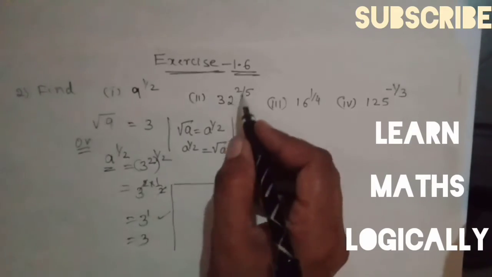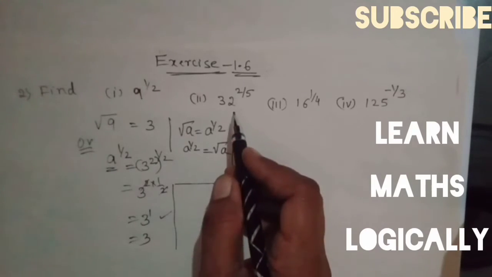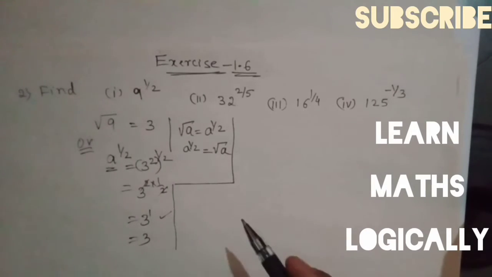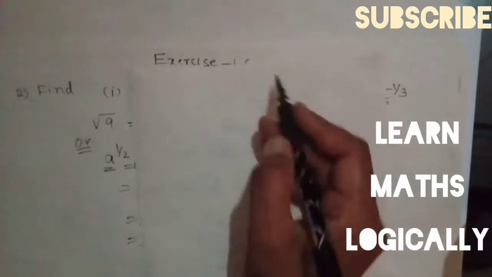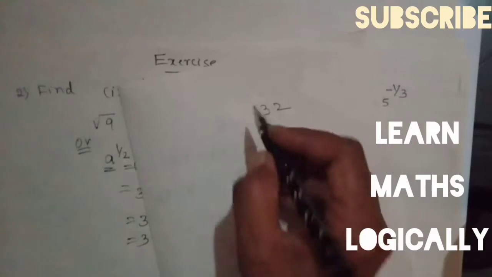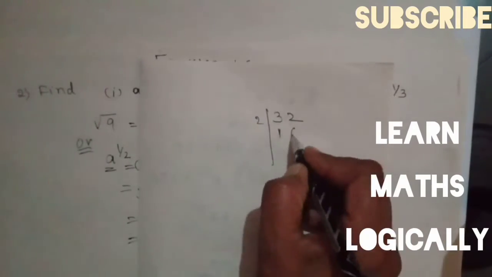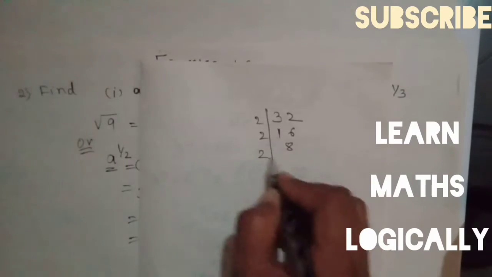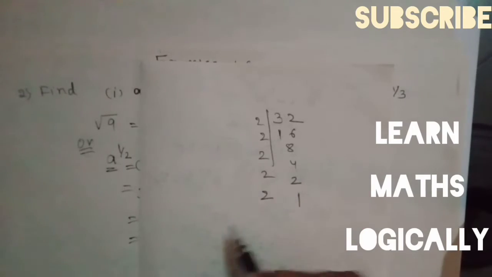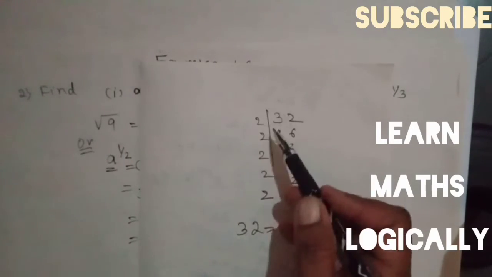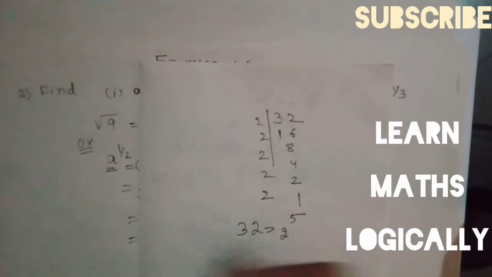Next here, 32 raised to 2 by 5. Okay, what we'll do, we'll find the factors of this 32 first, then we'll simplify. See here, very simple. We'll take prime factorization of 32. 32 divided by 2, we are taking here. 2 sixteens are 32, 2 eights are 16, 2 fours are 8, 2 twos are 4, then 2 ones are 2. So 32 can be written as 1 2 3 4 5, that is 2 to the power 5.